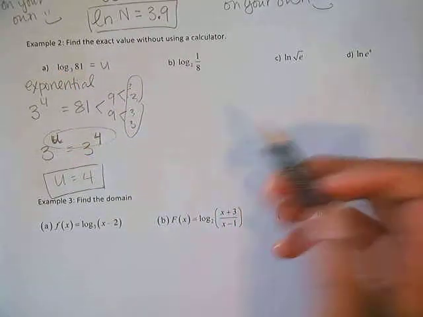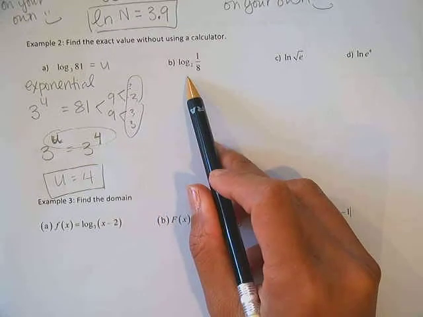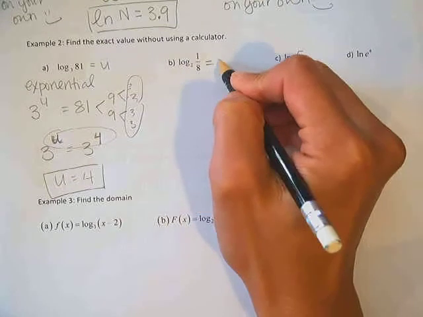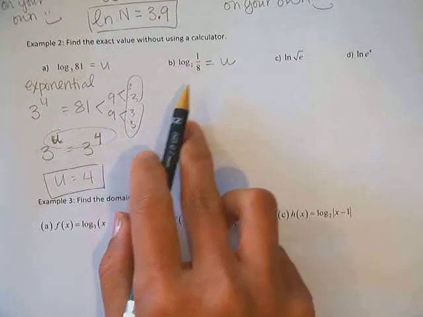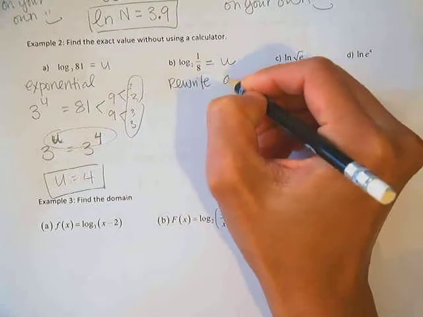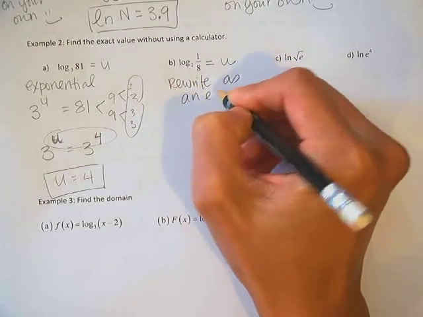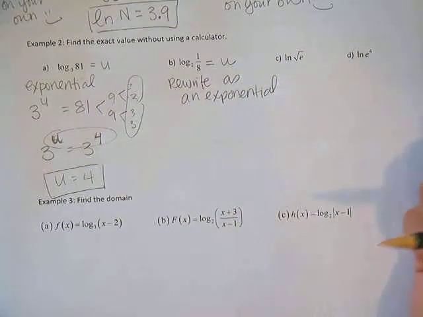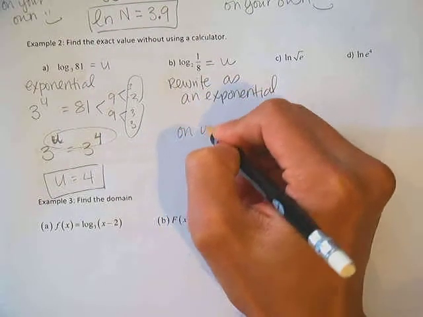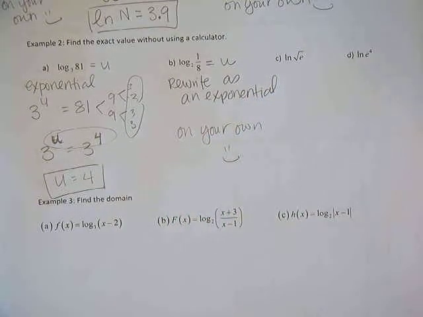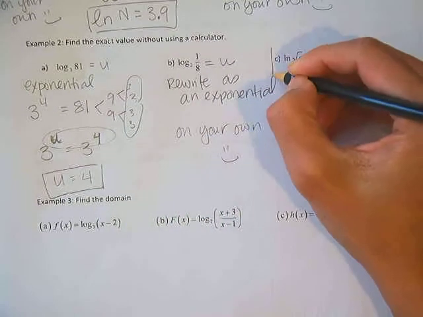Okay. All right, I'm going to skip that one so you can try that one on your own. So right now, just set it equal to u. I would like for you to rewrite this as an exponential, and then solve it on your own. Hit pause right now and solve that on your own before you forget.